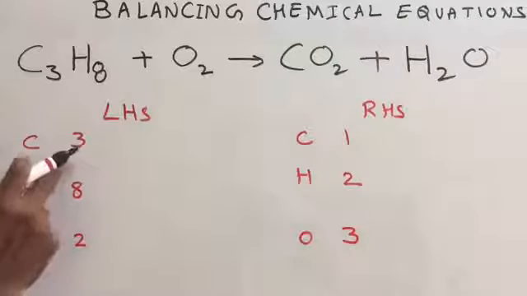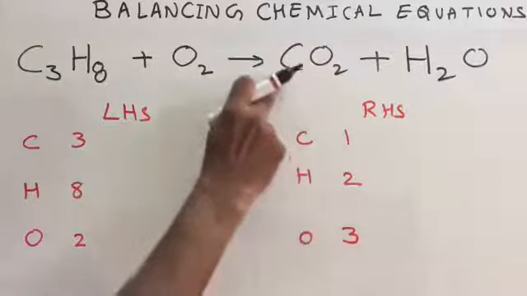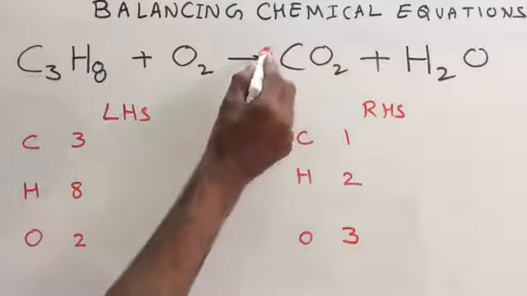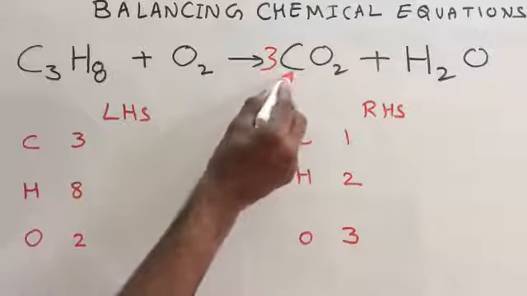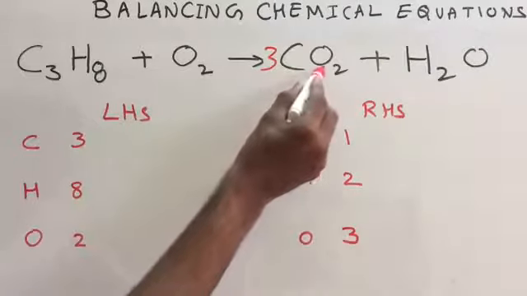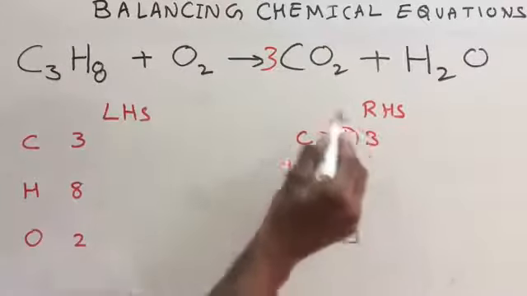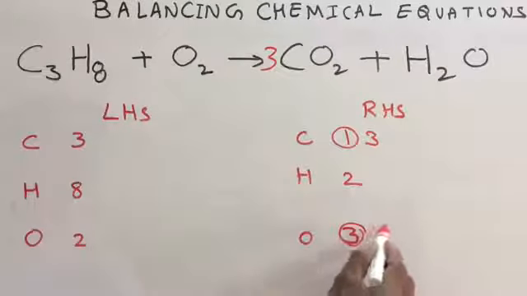Now on LHS you have 3 carbon, on RHS you have 1 carbon. So this carbon must be 3. To make this carbon 3, simply multiply with 3. If you multiply with 3, then this 3 is multiplied to C as well as to this oxygen. So now the new carbon number will be 3 and the new oxygen number will be 3 2s are 6.